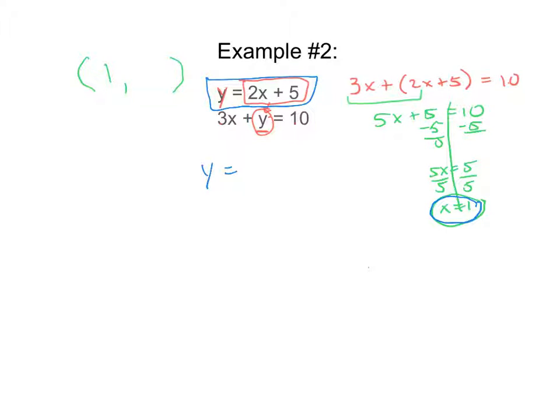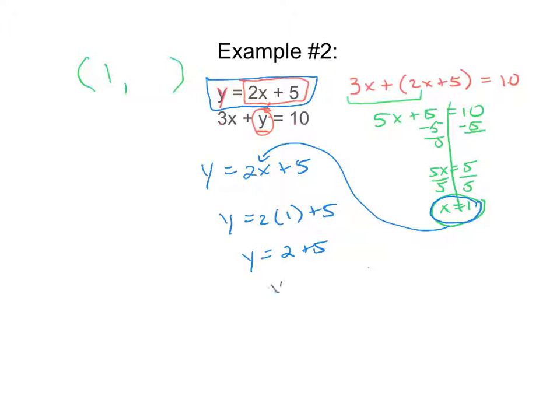So that equation is y equals 2x plus 5. I'm going to put a 1 right here in place of this x. So I'll have y equals 2 times 1 plus 5. 2 times 1 is 2. 2 plus 5 is 7. So my solution is (1, 7).